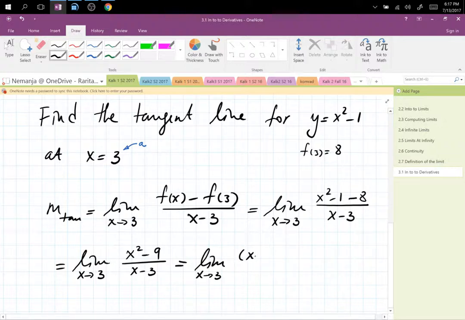Yes? Where did the x squared? Right here. And you plug that into f of x? Yeah.